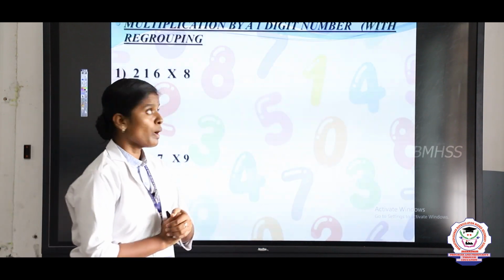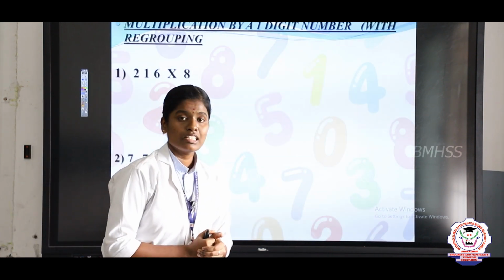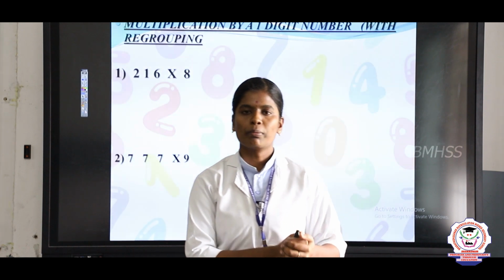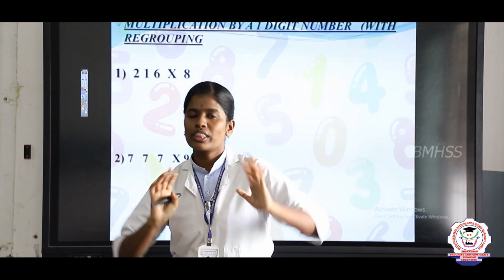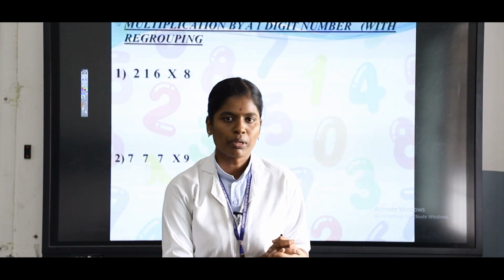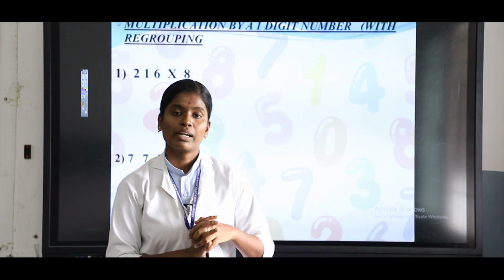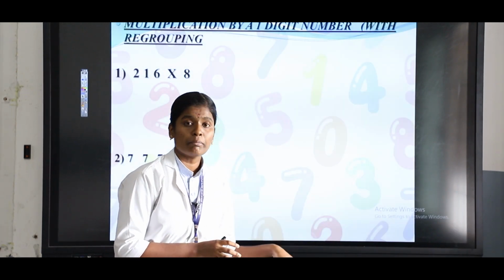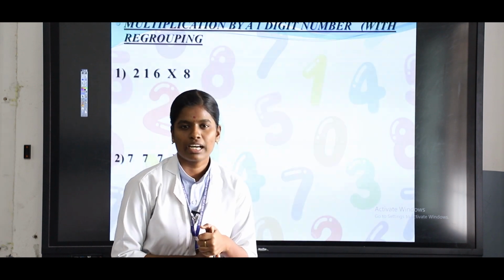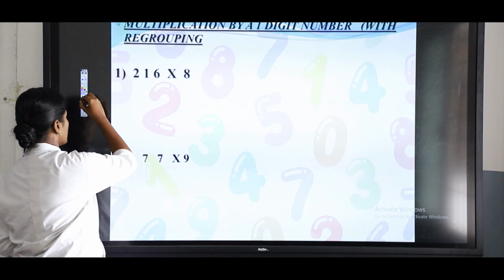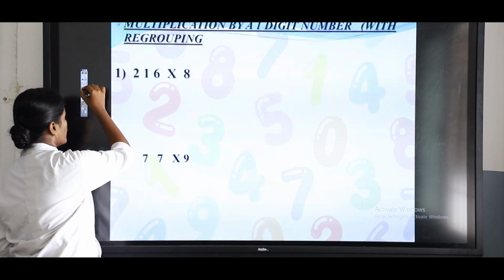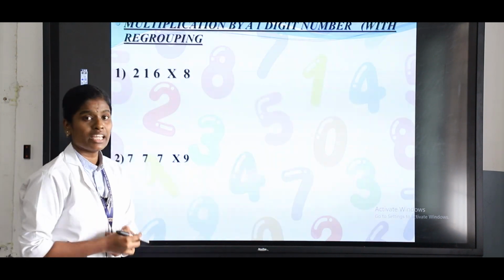The next one is multiplication by a one digit number with regrouping. So with regrouping means what, my dear? That is the opposite of without regrouping. Without regrouping means we don't have any carry, but with regrouping means the sum has a carry. So the first sum is 216 multiplied by 8.